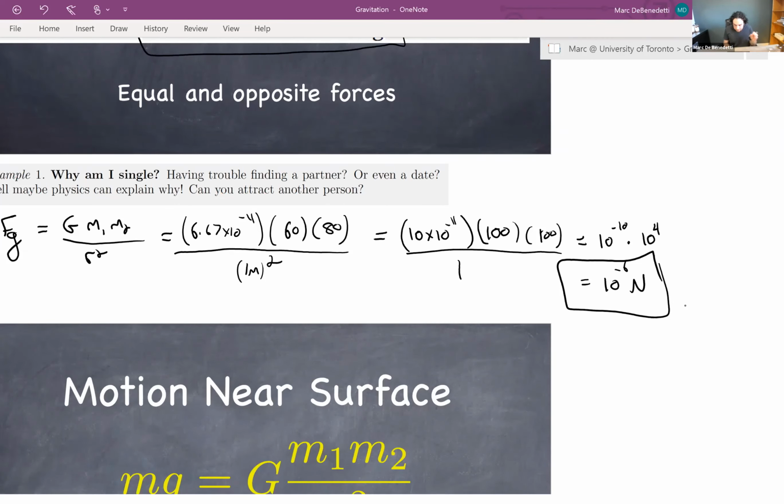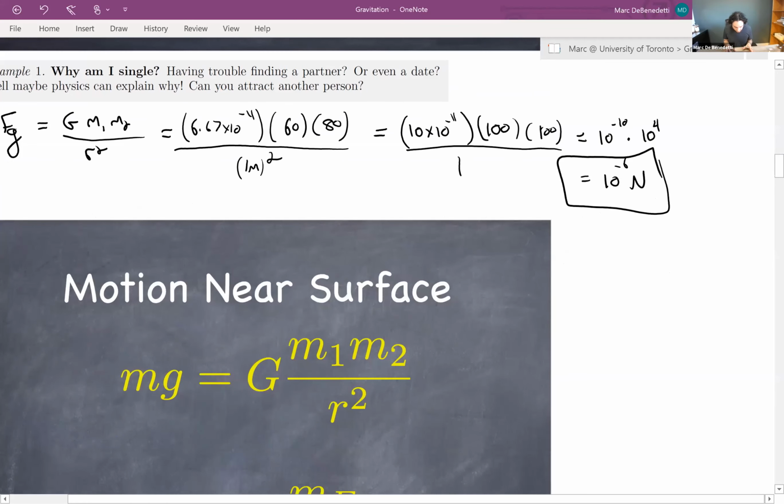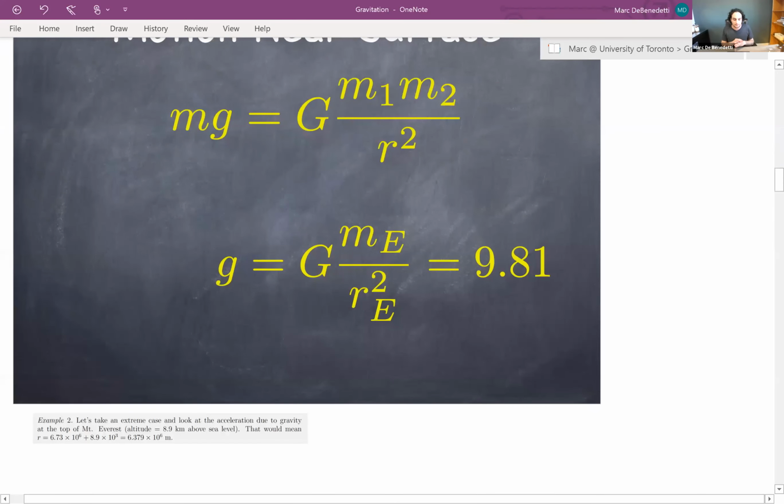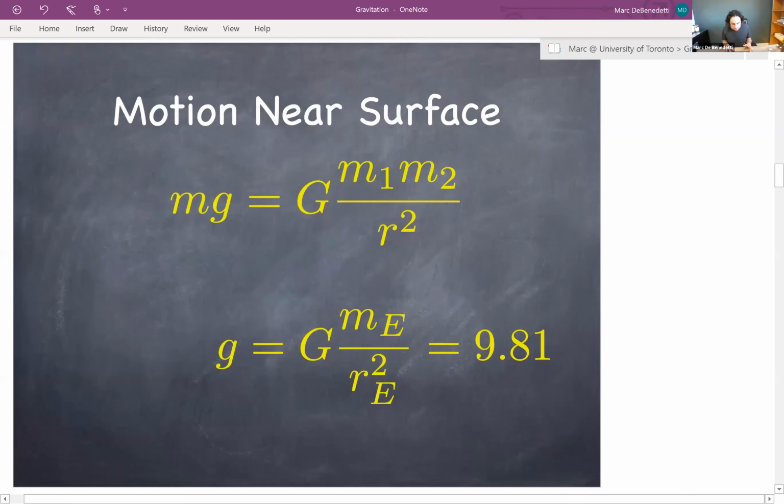6 decimal places, that's how small it is. So that's why you don't notice it. Now, just because you don't notice it doesn't mean it doesn't happen. Now, I mentioned the other day that when we did the force of gravity in the previous questions, mg, I said that comes out of Newton's law of gravity. Let's see where that happens.